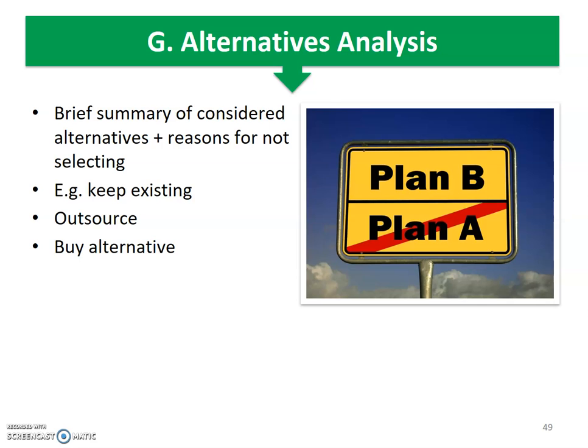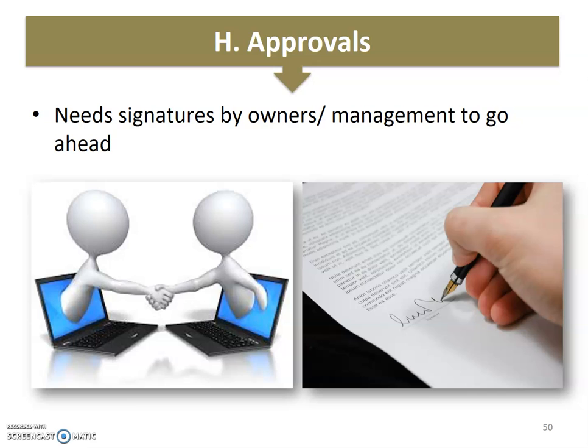Let's look at part G, alternative analysis. It says the alternatives should be a brief summary of what you considered and the reasons for not selecting them. Let's look at part H, signatures. Signatures need to be obtained from owners and management to get the go-ahead.